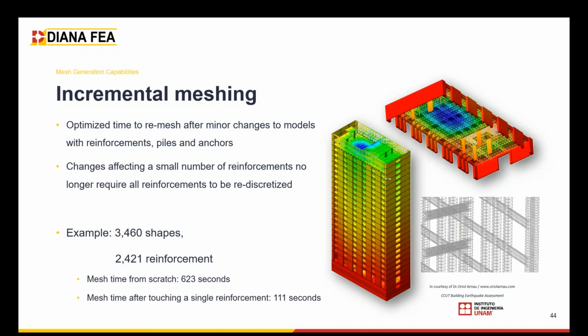This way you can save a lot of time in terms of meshing or remeshing of your model when subjected to change. So the change can be at the material level, or at the boundary condition level, load level, or what else. Diana will only remesh the parts that are affected by this change.